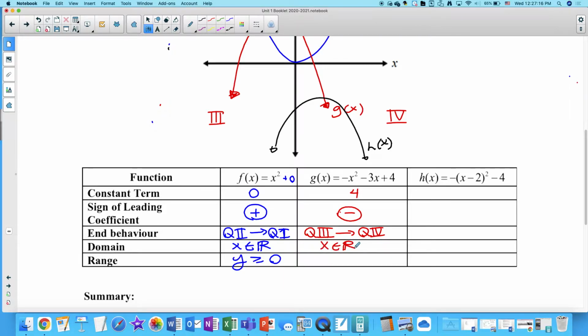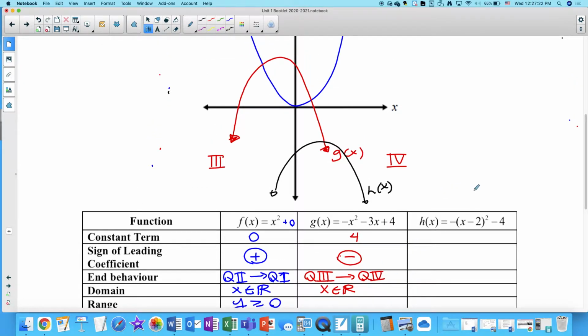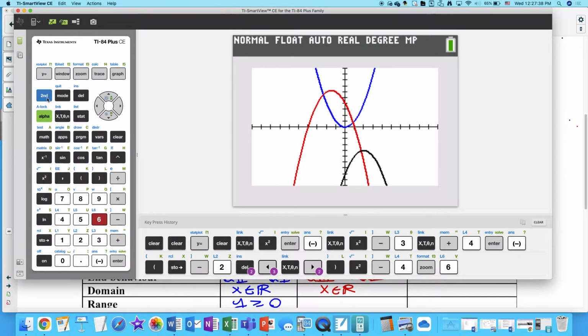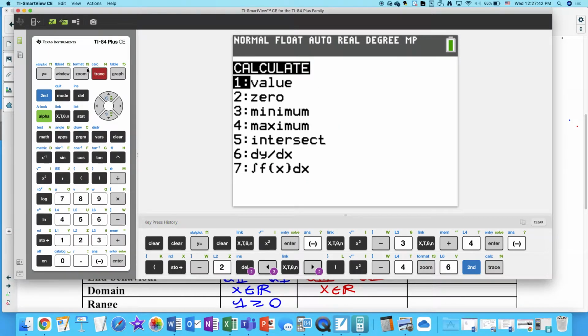And then if I look at my range, I have arrows going down, but I don't have any arrows going up. So there's got to be a highest value, and that happens at this max point here. Now we can't see clearly on the graph where that is. So what we're going to do is take out the calculator, and I'm going to use my maximum function, which is under the calc menu.